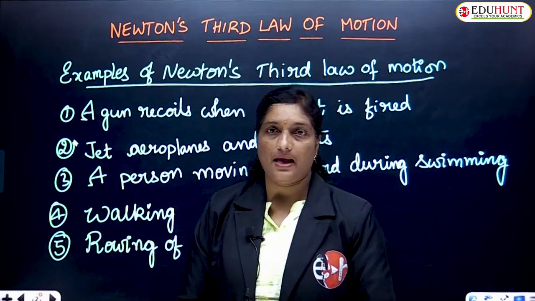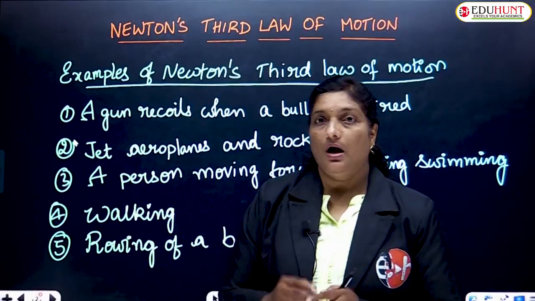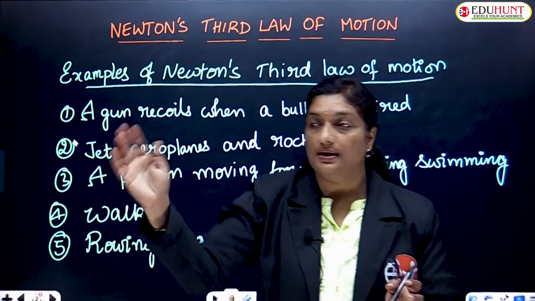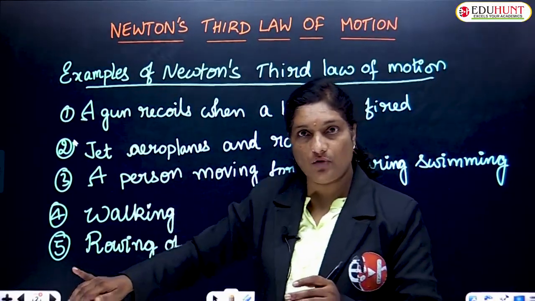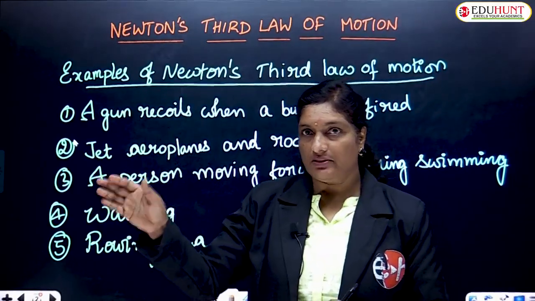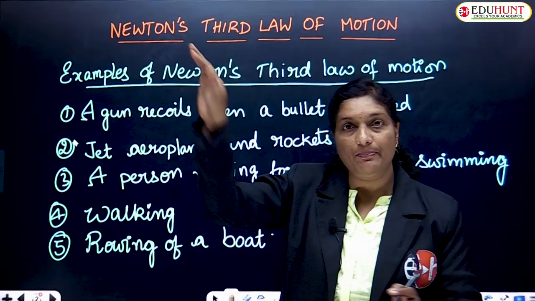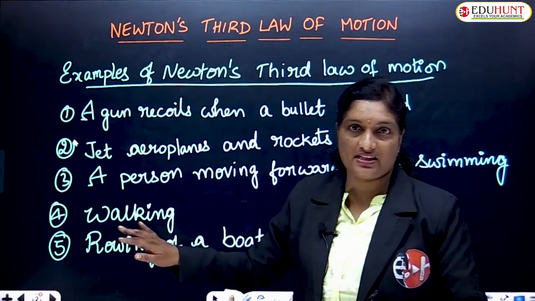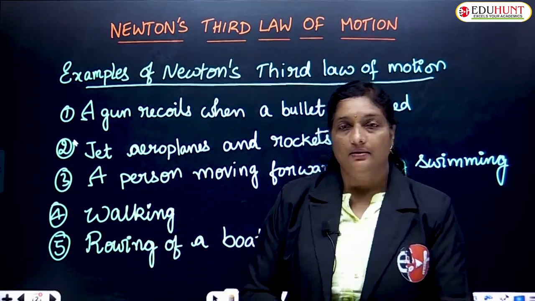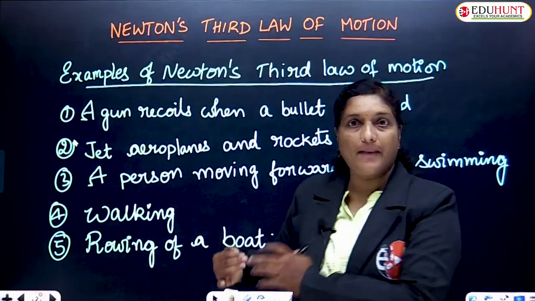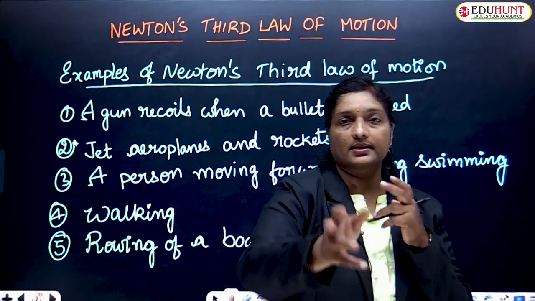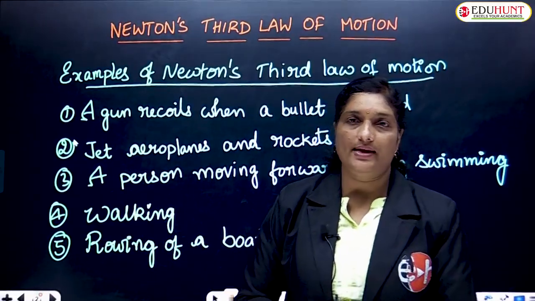Now coming to the third example. If you observe a person swimming, whenever he is swimming, he applies some amount of force with his hands on the water, and with that force he pushes the water backwards with his arms. This is the action part. As the reaction part, the water pushes the man forward, and hence swimming is carried out. The man moves in the forward direction.